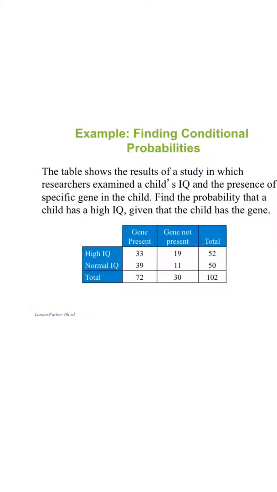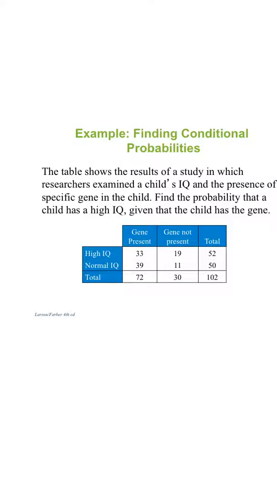Some additional examples with conditional probability often use a frequency table. Below, I've given you a frequency table that shows the results of a study in which researchers examined a child's IQ and the presence of a specific gene in the child. Find the probability that a child has a high IQ given that the child has the gene.